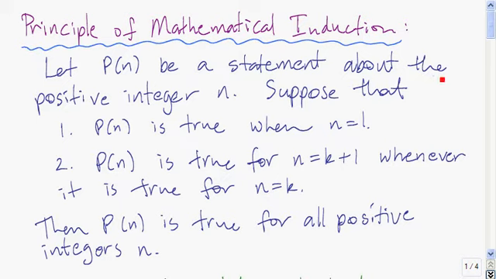Let P of n be a statement about a positive integer n. Suppose that P of n is true when n equals 1. This is sometimes called the base case or the anchor case. Also suppose that P of n is true for n equals k plus 1 whenever it's true for n equals k. Then P of n is true for all positive integers n. So this is the principle of mathematical induction, and these are the things that we have to show in order to use this method of proof. Okay, so let me show you some examples now.